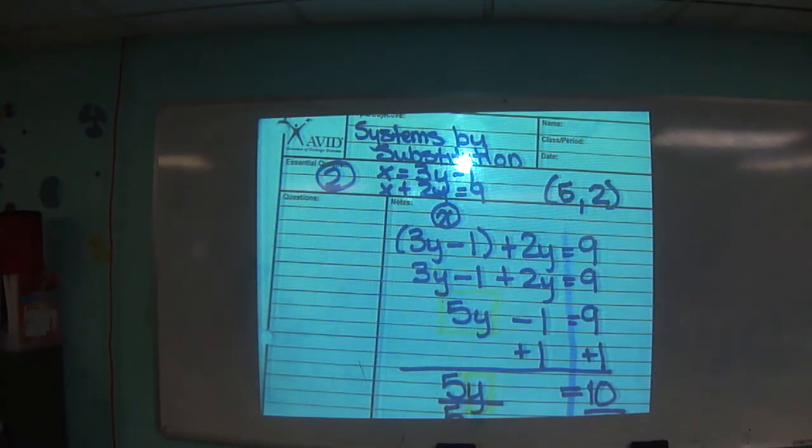And that's where the two lines are going to intersect, which is our goal, to find out where the two lines intersect. Using substitution, we don't graph it. We're using the substitution method. The other method was the graphing method.